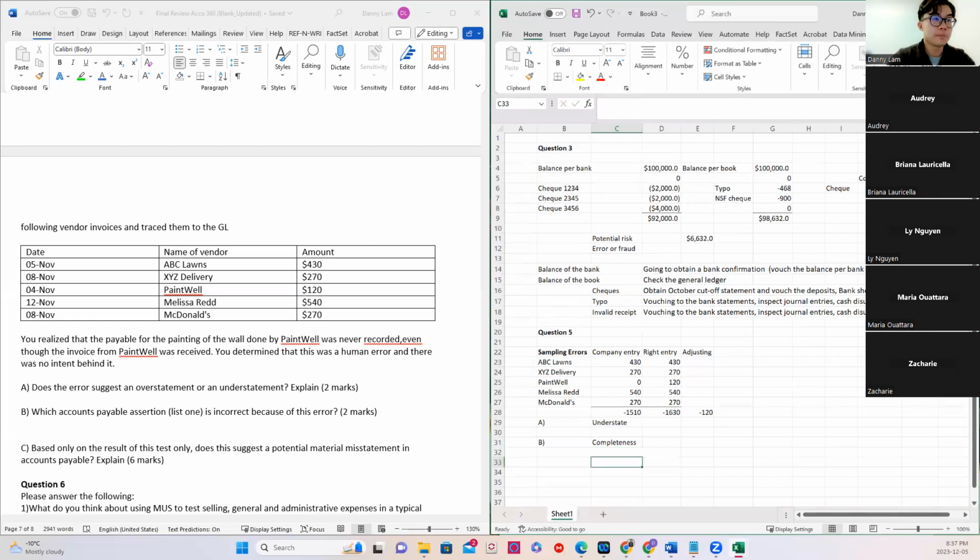But completeness, right? So guys, from your midterm, assertions are still gonna come. So if you did well in your midterm, it'll be good for the final. So based on this result of this test only, does this suggest a potential material misstatement in accounts payable? Okay. So what we want to do is take the sample and then extrapolate that onto the population, right? Okay. So let's see here. What is your understatement percentage?